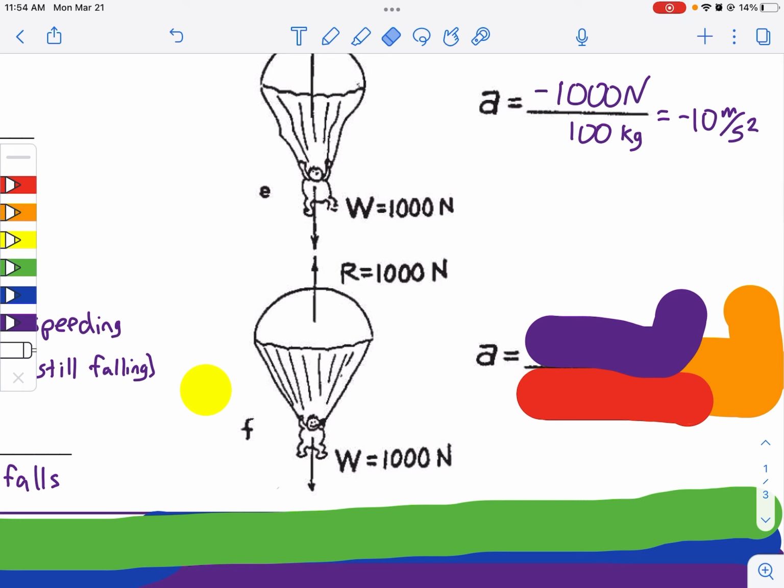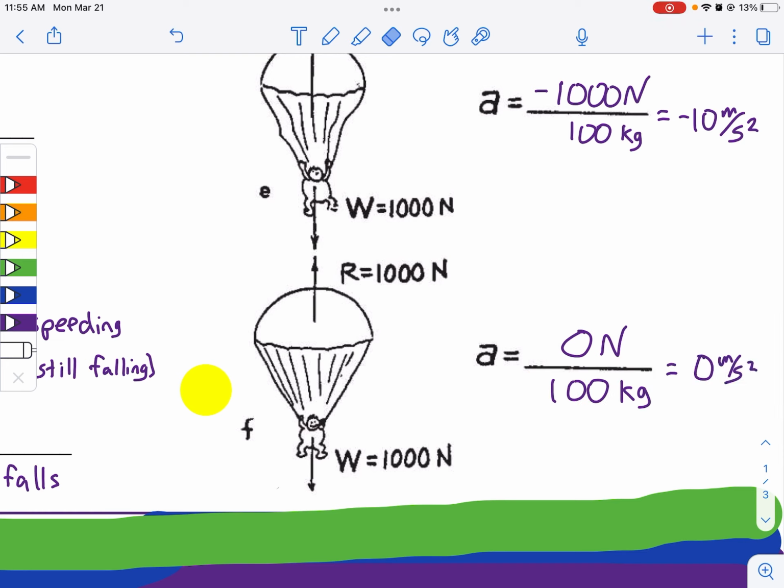Now we're back to that. Now that he's slowed down enough, that air resistance is a lot less. So he's got a zero net force now, and so his acceleration is now back down to zero. So he's not stopped again. He's still going. He's just going a lot slower, and he's reached another terminal velocity. His terminal velocity is a lot slower now because of that parachute that's open, okay?